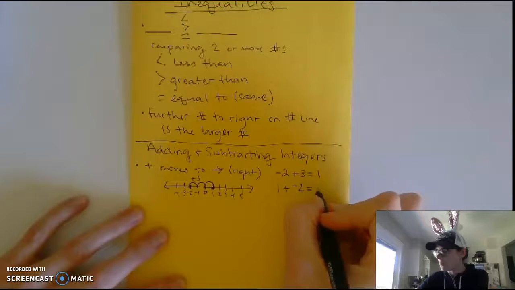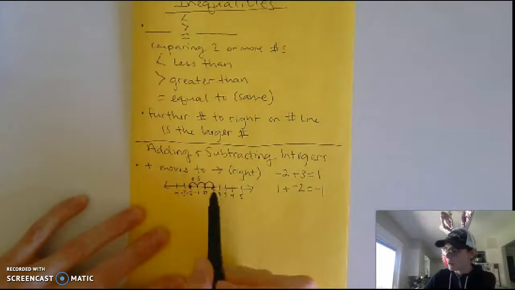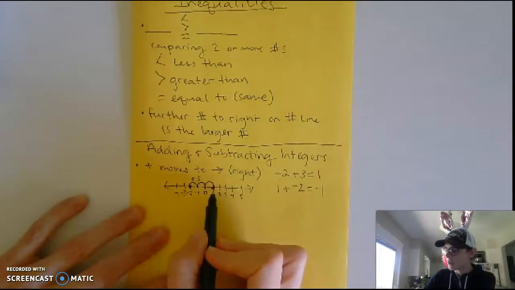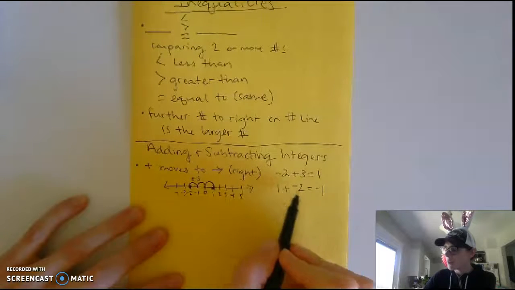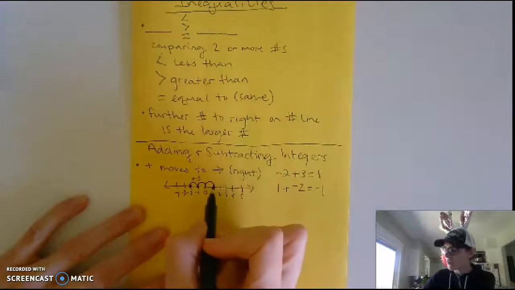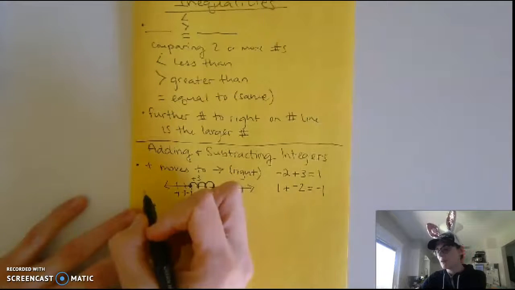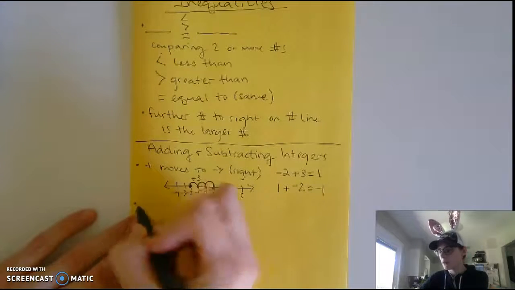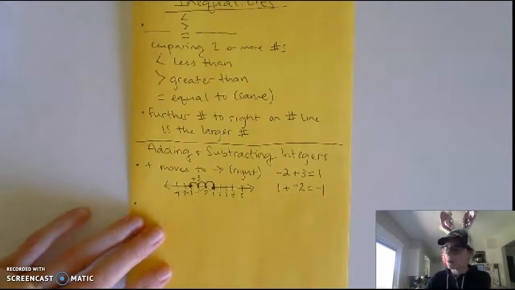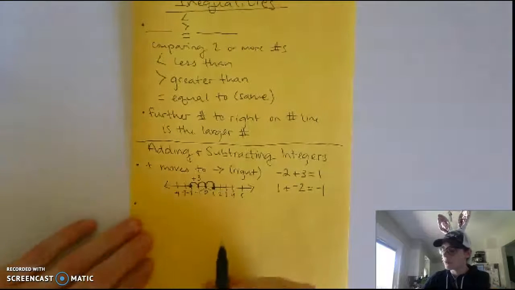So that one is going to be -1 because I started on that +1. And while I am adding this way, that negative means opposite of. So I'm going to be going backwards. Okay, it's a little tricky, and if you don't understand it now, that's okay. Hopefully it'll make more sense as we move through this.